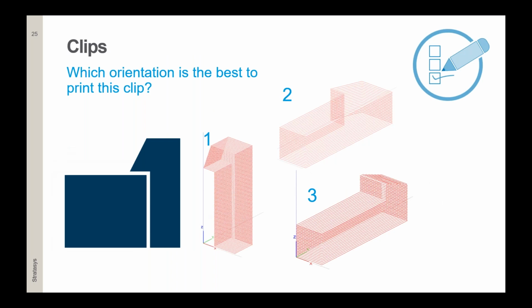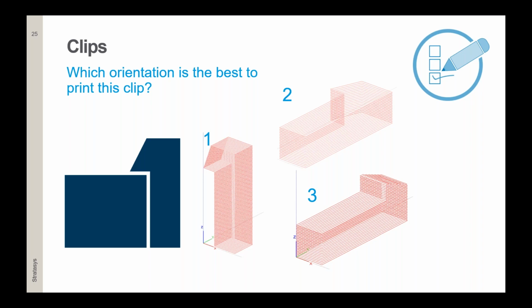Clips might also belong to assemblies. However, they have to be printed in a certain position for the best strength, if you remember from the first part of this webinar. And again, in this case, I would like to ask the audience if they remember the first session and tell me which orientation will be best to print the clip in. Stefan, if you can help me with a poll.